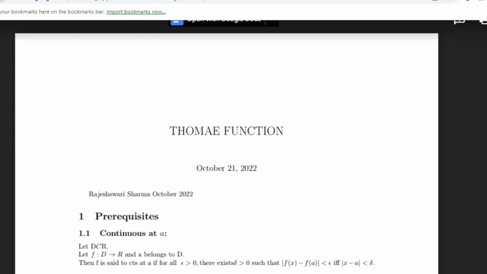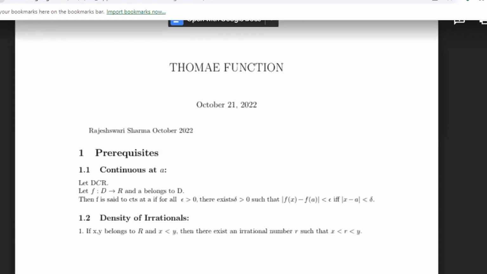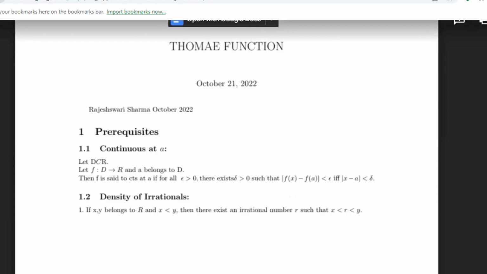Hello, I am Rajeshswari Sharma and I am from Norbadur Bandari Government College, Tadong, Sikkim. The topic for my presentation is the Thomae function. Before moving towards the topic, I just want to go through the prerequisites which I need for this topic.